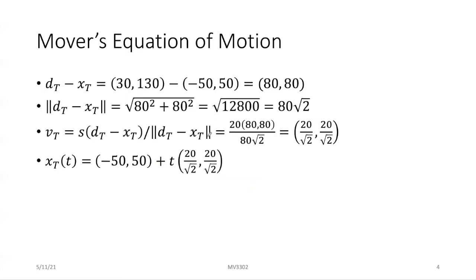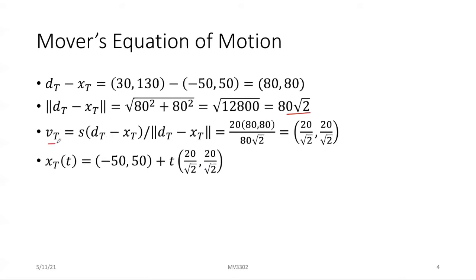Okay, so first the mover's equation of motion. We look at the destination minus its initial location. So that's (130, 130) minus (-50, 50). So that comes down to (80, 80). And so the norm of that is going to be the square root of the sum of the squares, which turns out to be 80√2.